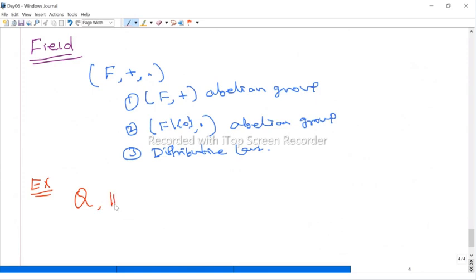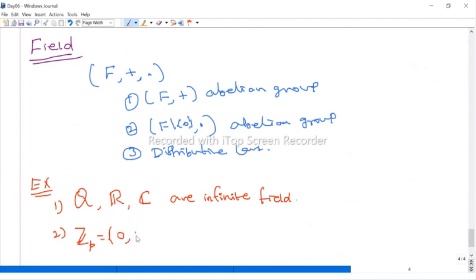So rational numbers, real numbers, complex numbers are fields, but they are all infinite fields because they contain an infinite number of elements. Therefore, it's an infinite field. These are all infinite fields. Now, what is a finite field? If you take Z_P, integers modulo P, it contains only P elements.